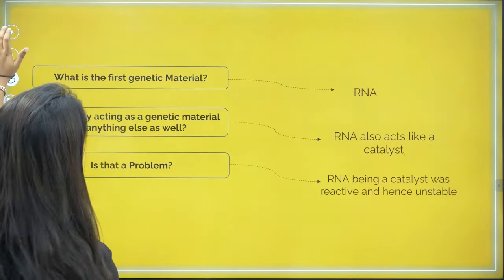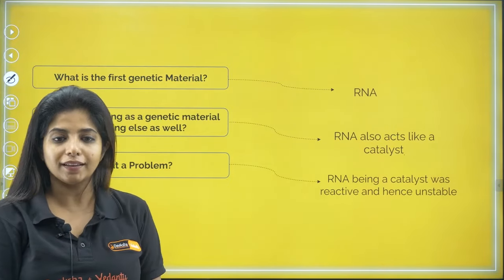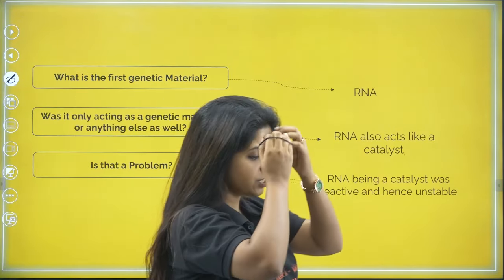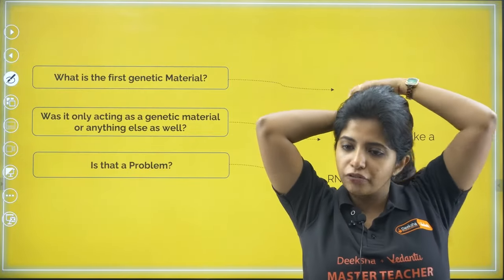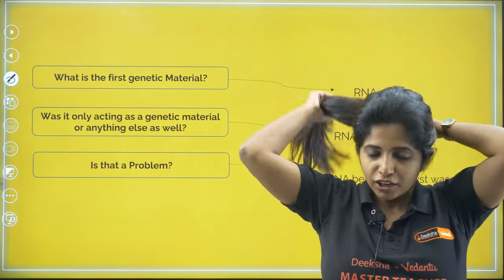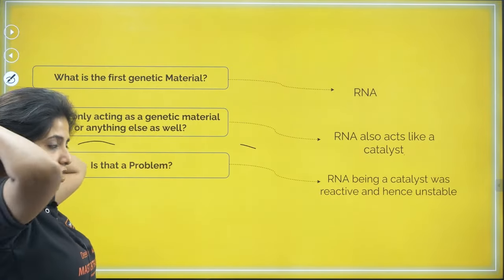Okay, going ahead. What is the first genetic material? So we studied that the discovery of the genetic material was done, that is DNA. But ma'am, what was actually the first genetic material? Was it actually the DNA? No, the answer is no, it was not DNA. It was RNA. RNA was the first genetic material.